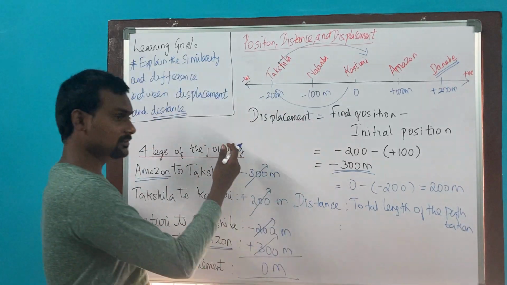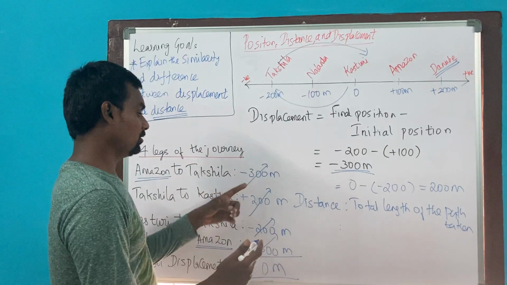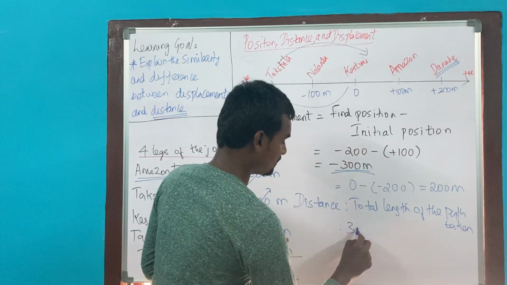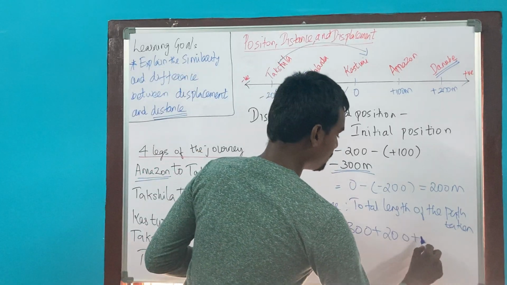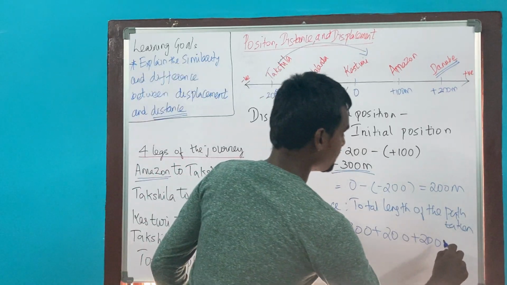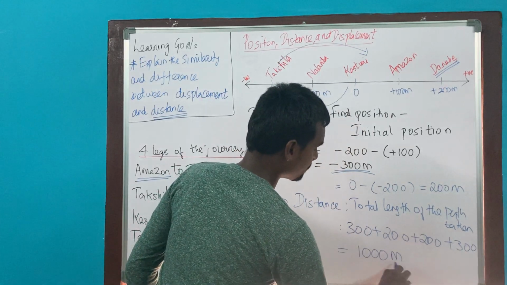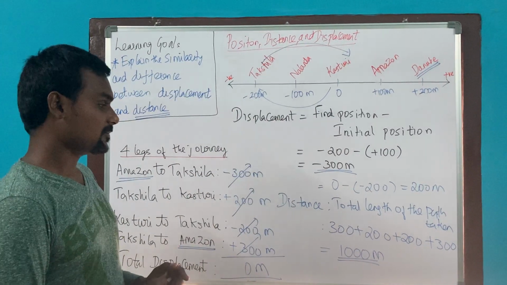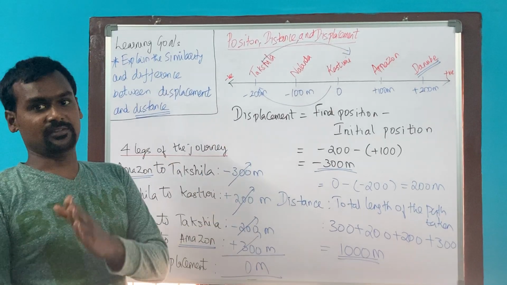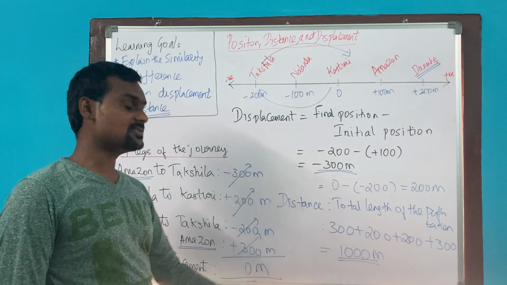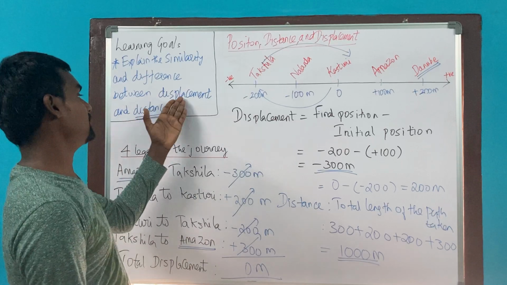If I have to find the total length of the path taken in these 4 legs put together, I have to just take the magnitude and ignore the sign. So I have from Amazon to Tuxedo being 300, plus 200 here, again plus 200, ignoring the sign, and then plus 300 again here. So I get the total distance to be 1000 meters. In this case, the total length of the path which the student has taken since morning till evening is 1000 meters, whereas his displacement is 0 meters. That's the difference between displacement and distance.